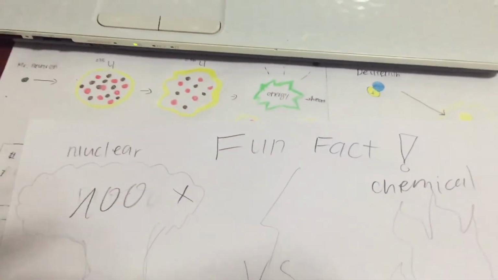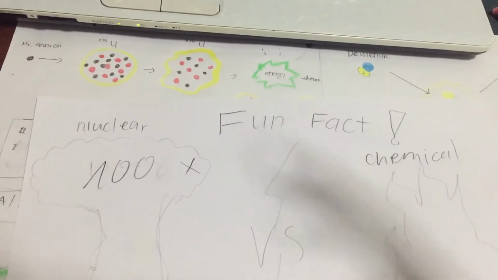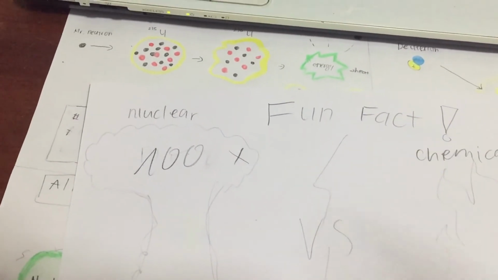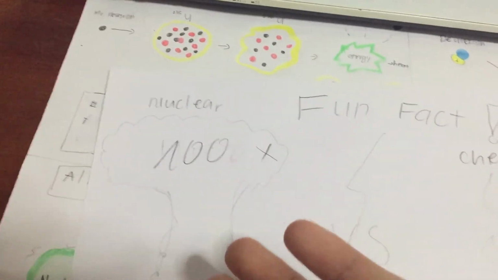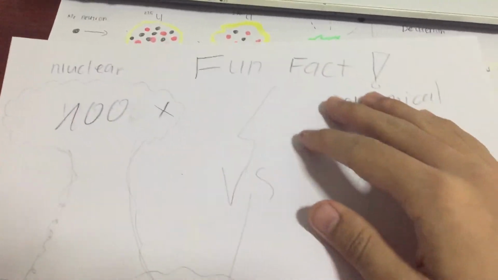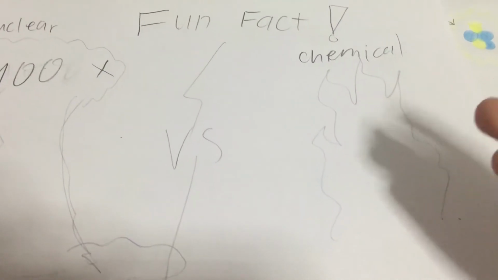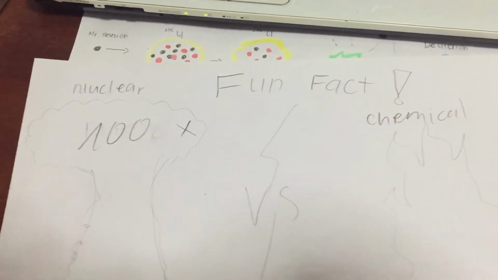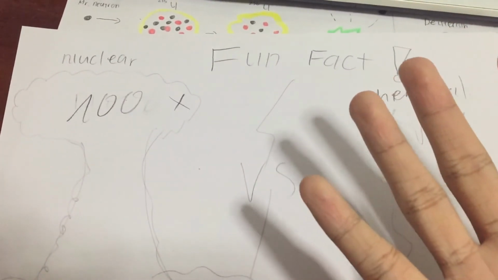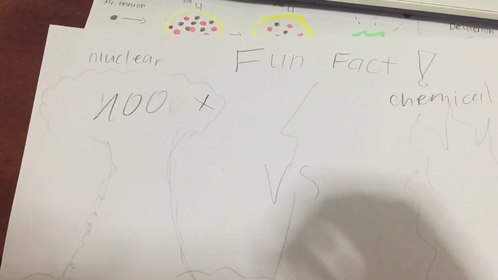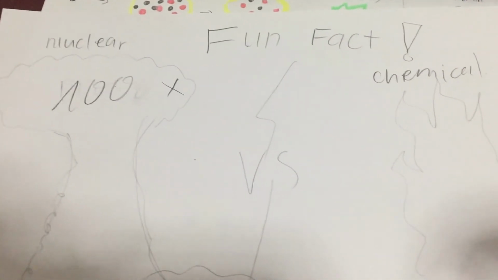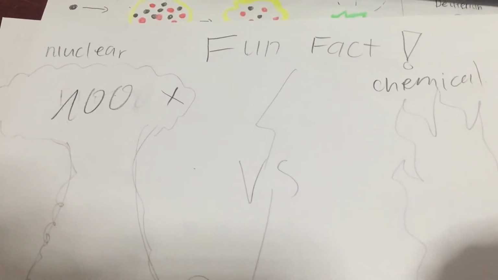Fun fact: the nuclear energy released in nuclear fission and fusion is 100 times as large as a chemical reaction, which is the combustion process. Whoa! Imagine how an atomic bomb destroys a city compared to chemical combustion in a natural process.